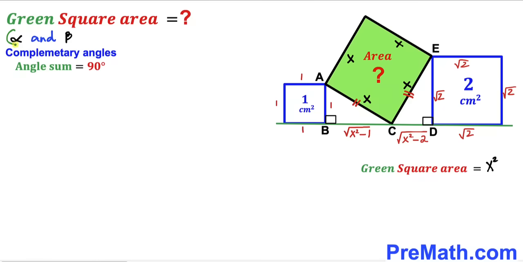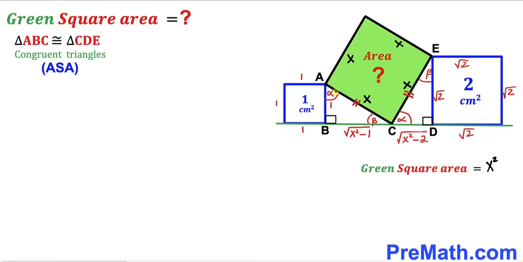And now let's assume that alpha and beta are our two complementary angles. In other words, the sum of these two angles, alpha plus beta, must be equal to 90 degrees. If I label this angle as alpha, we know this is our 90-degree angle. So therefore, this angle has got to be our angle beta. And furthermore, we know this angle is 90 degrees. This angle is beta. So therefore, this angle has got to be our angle alpha. And finally, we know this angle is 90 degrees. This angle is alpha. So therefore, this angle has got to be our angle beta.